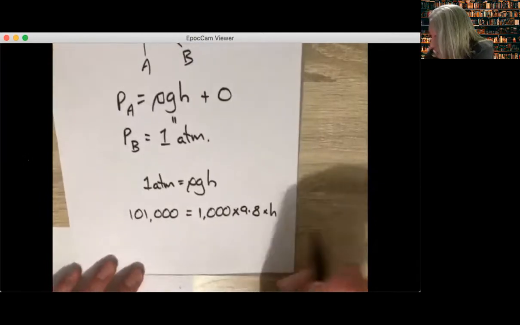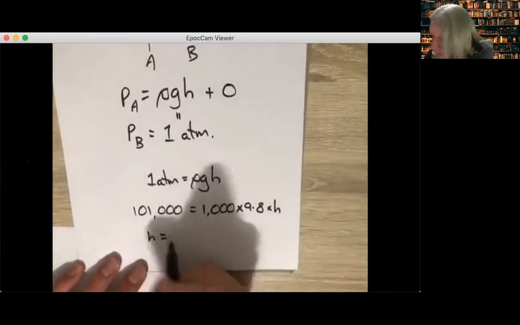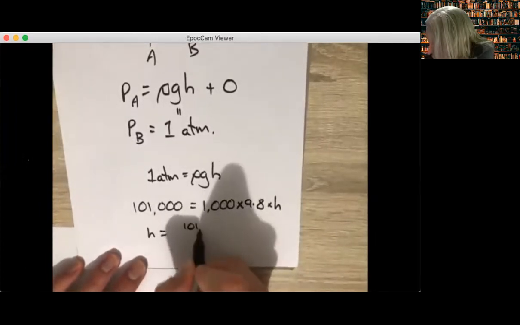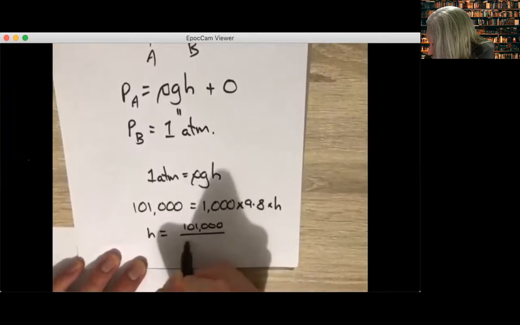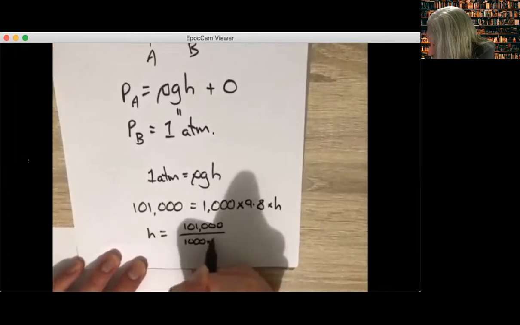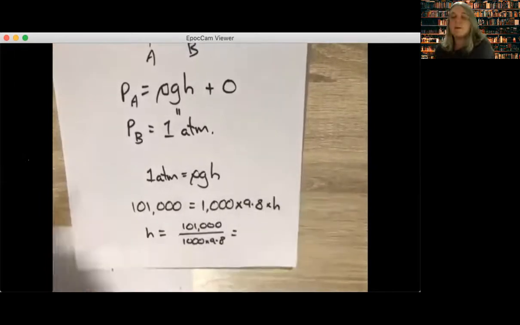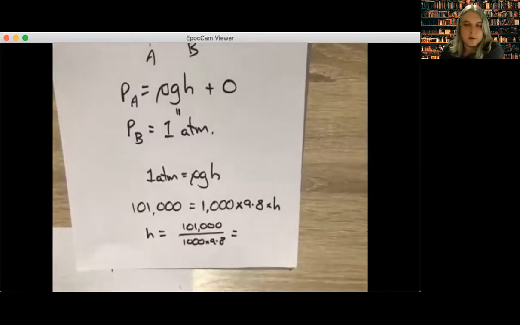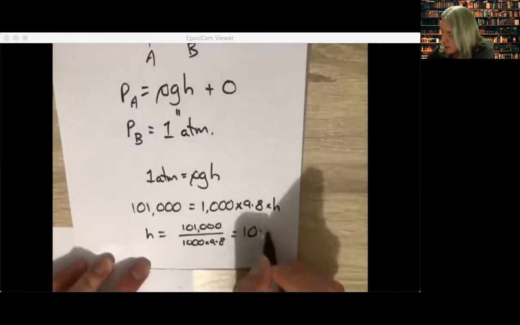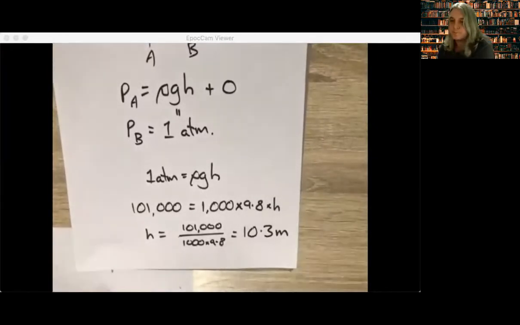and then we can just rearrange for h. So h is going to be equal to 101,000 over 1,000 times 9.8. And again, if you've got your calculators, at this point, it's just a matter of doing a calculation. But hopefully what you get out is 10.3 meters.